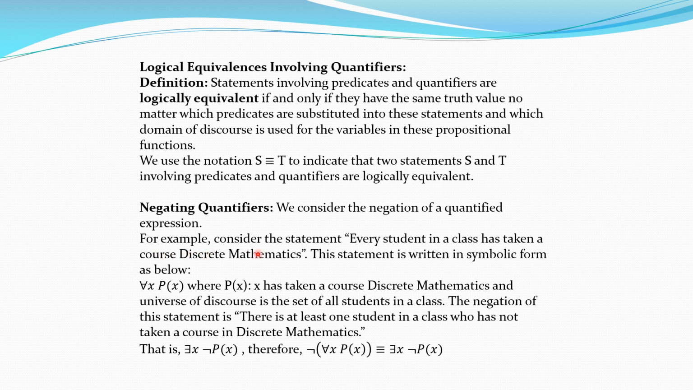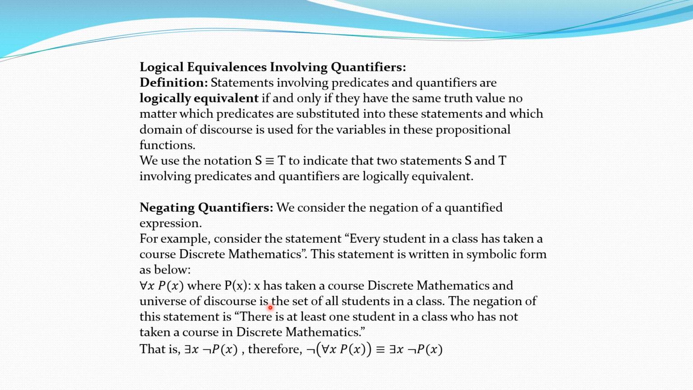For example, consider the statement: every student in a class has taken a course discrete mathematics. This statement is written in symbolic form as for all x P(x). Here we are considering all students in a class, so the domain is all students in a class. For every student, the property is that he has taken a course discrete mathematics. So P(x) as a predicate is x has taken a course discrete mathematics, and the universe of discourse is the set of all students in a class.